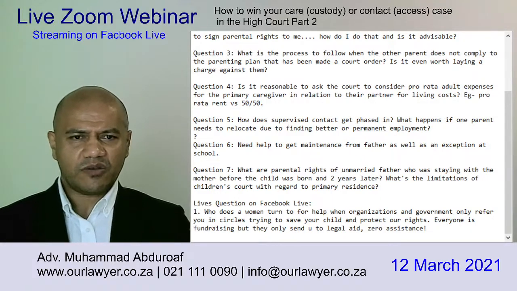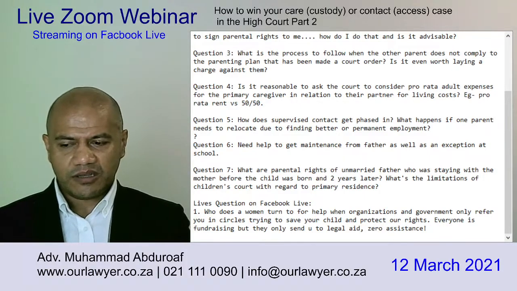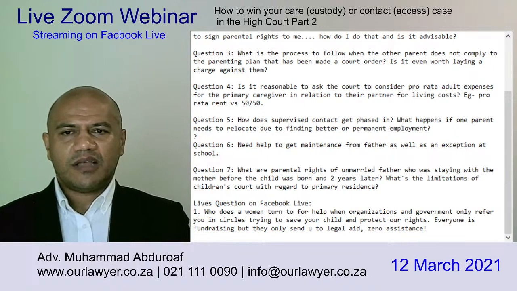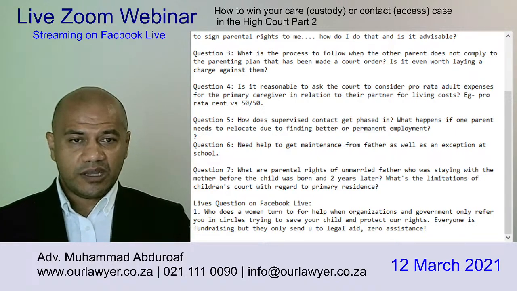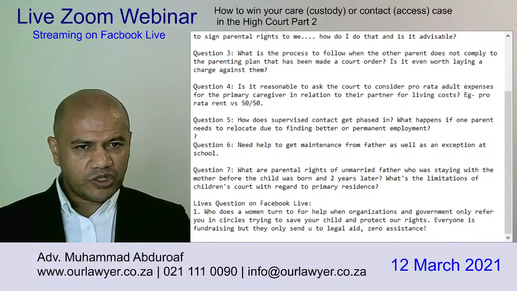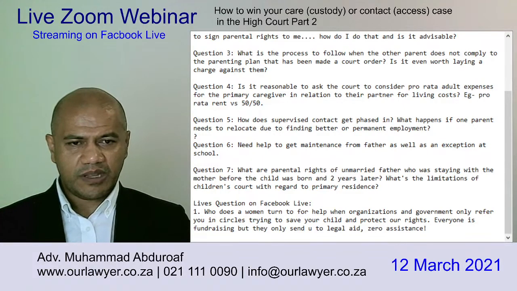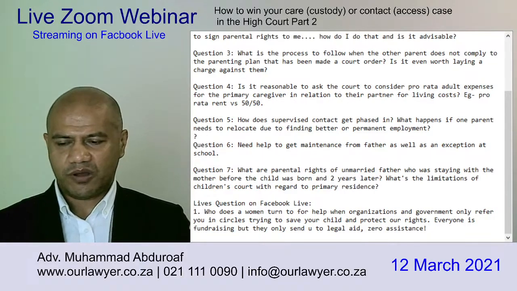So whatever the factors are, although you are co-holders of parental rights and responsibilities, a workable solution has to be implemented. And if you cannot agree on that, you and the other parent, the court will get on board. And I think I answered that question. And the limitations of the Children's Court with regard to primary residency? No, the Children's Court can make an order regarding that. There are no limitations regarding that.